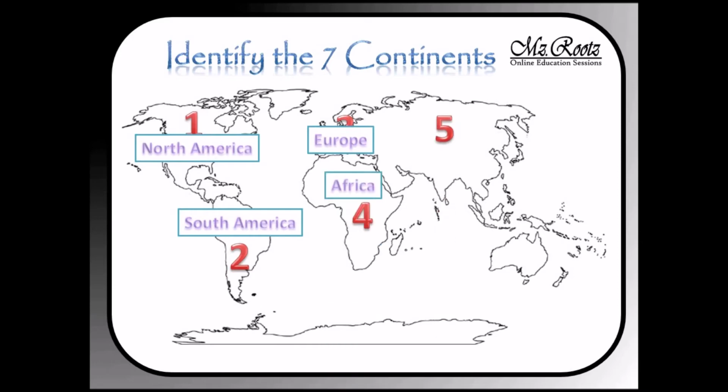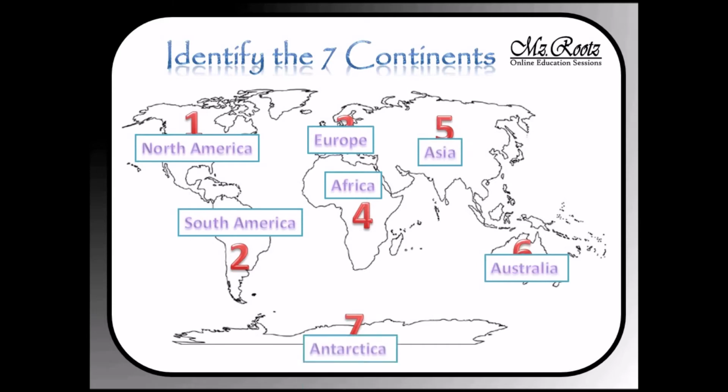Then we have, that's correct, it's Asia. Number 6 is, any ideas? Yes, it's Australia or Australasia. And last but not least, what is this landmass here at the very bottom? It's called Antarctica. Okay, it's important that you study this. It's going to be necessary for your worksheet called 7 Continents.